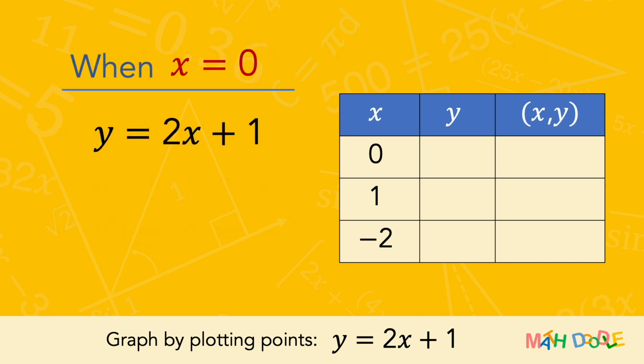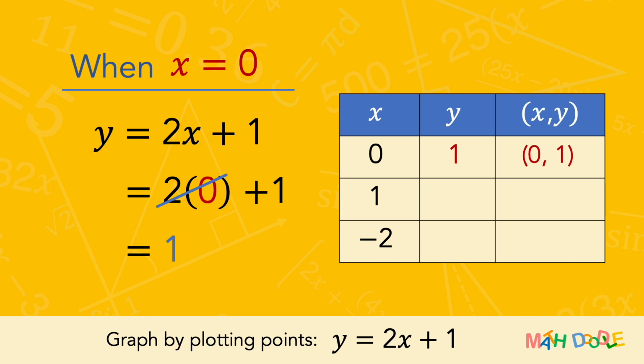First, to find the value of y when x is 0, we are going to substitute 0 for x. 2 times 0 is 0, and this leaves only 1. So, when x is 0, y is 1. This tells us that the line of the equation passes through the point 0, 1.